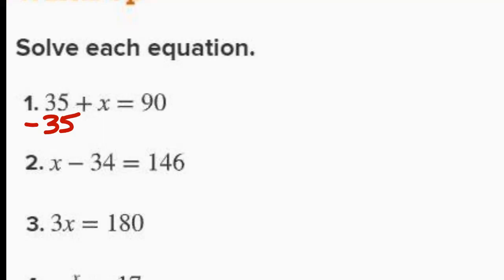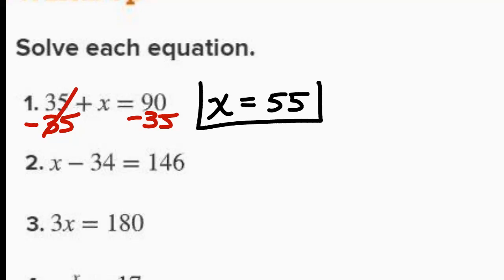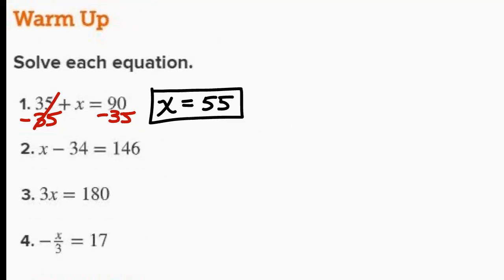Subtract 35 from both sides. And so that would give me that x is equal to what? 55. X equals 55. Why did we subtract 35 from both sides? To get the x alone. We wanted to make this 35 over here cancel out.